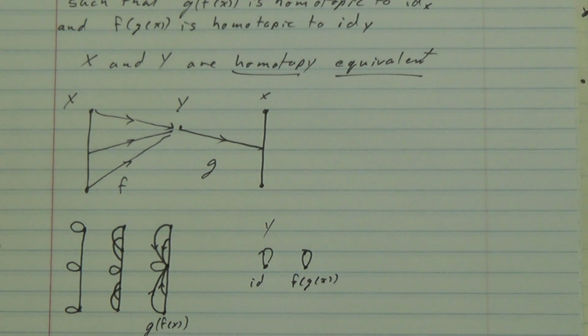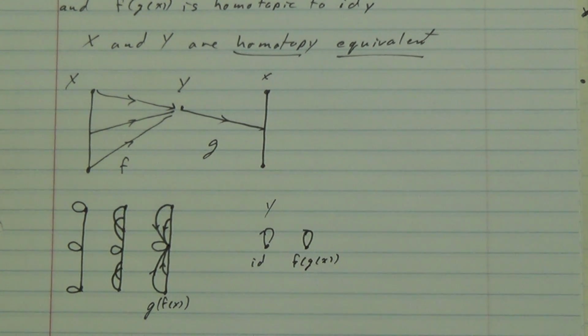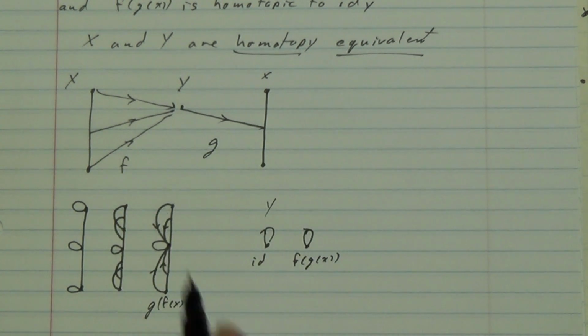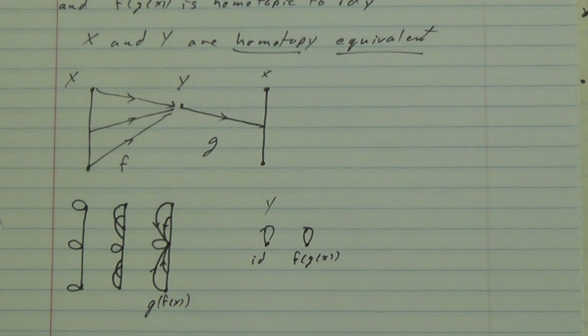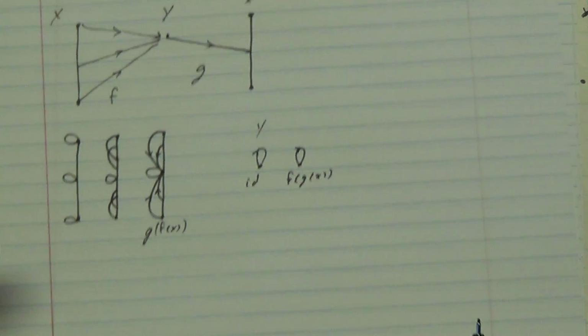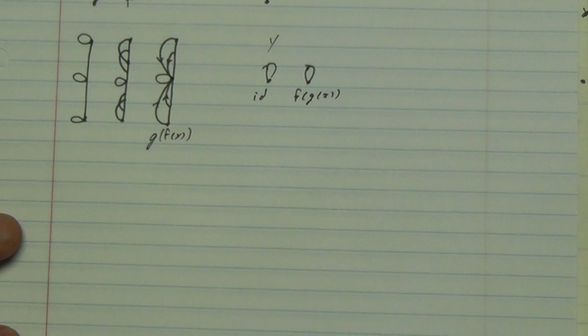That doesn't happen in homeomorphism. There's no homeomorphism from a line segment to a single point, because this F would not be one-to-one, this G would not be onto. So they are different things. All right, one more example and one more non-example.